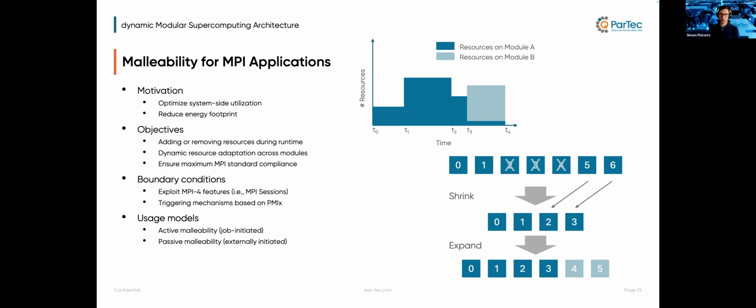Currently, we foresee two different usage models here. So one is the so-called active malleability. That means it is job initiated. So when the job itself knows, okay, now I need some more resources, or I would be able to release some resources to the system. And the second usage model is the so-called passive malleability, which is externally initiated. So for example, by the scheduling system.